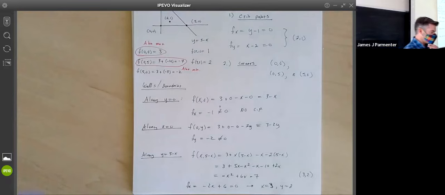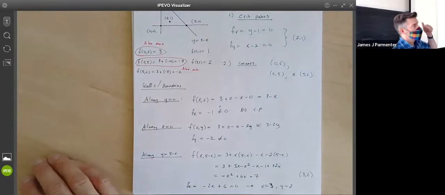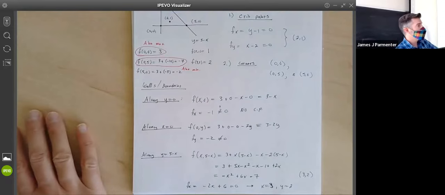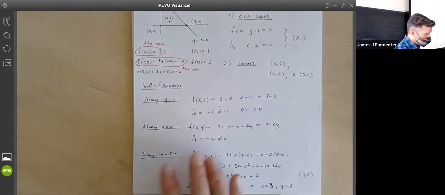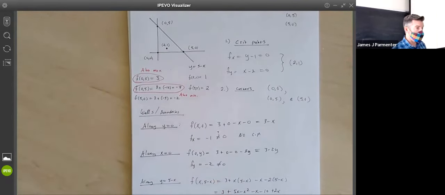It's kind of a funky process, but it always works. So you're always going to be testing the corners, any critical points in the region, and then any critical points along each of the walls.